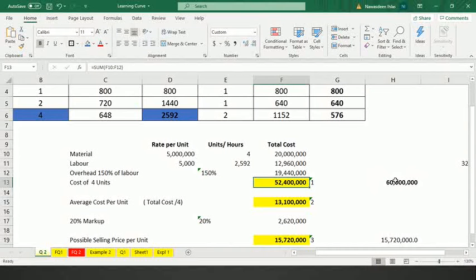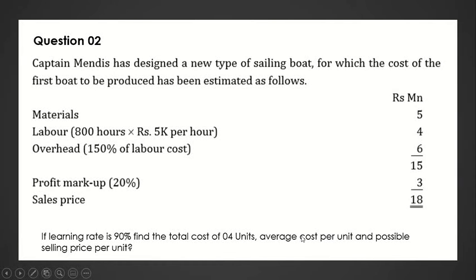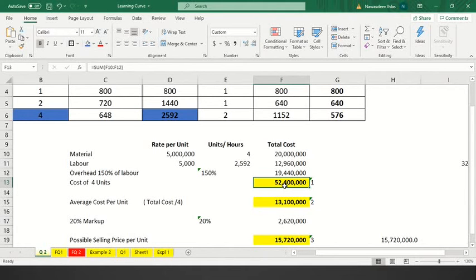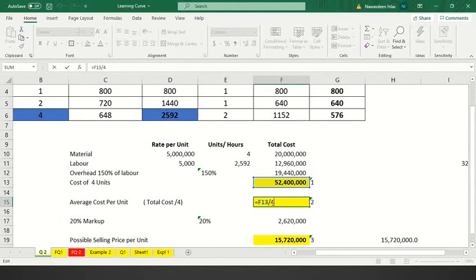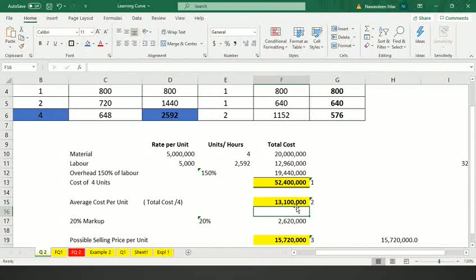So here now we are under with learning curve impact. So average cost per unit. So this is the cost for 4 boards. So average cost per board will be total cost divided by number of units, it is 4. So average cost will be 13.1 million.